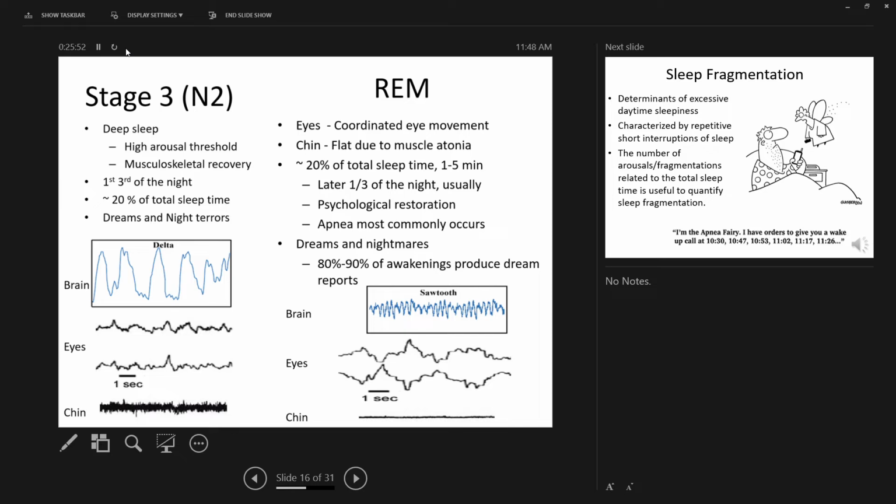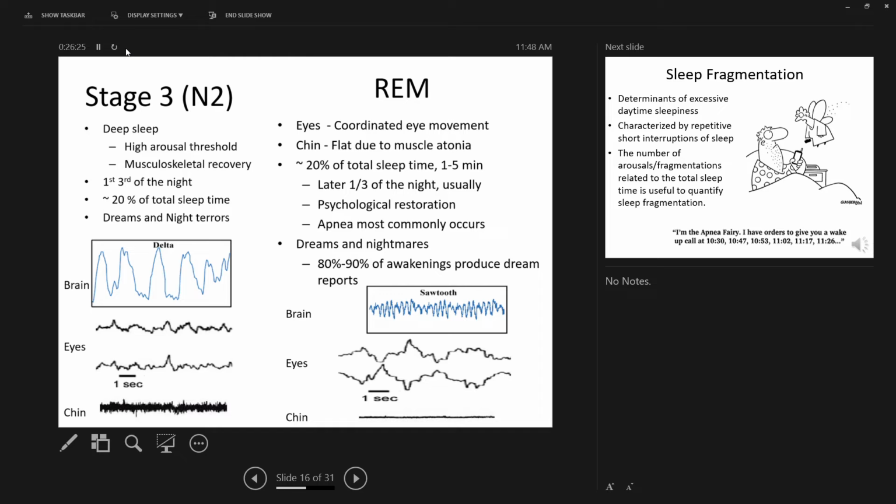Moving on to stage 3, or non-REM 3. This is what we call our deep sleep. There is a high arousal threshold, so it's harder to wake people up. This is where the body will experience most of the musculoskeletal recovery. It occurs most frequently during the first third of the night, and it takes up about 20% of total sleep time. This is where dreams and night terrors will occur, but you won't remember them.